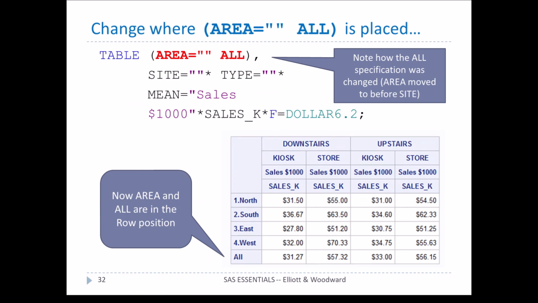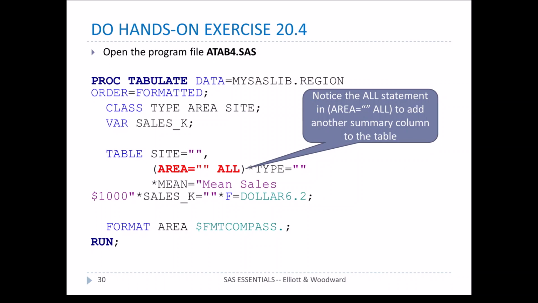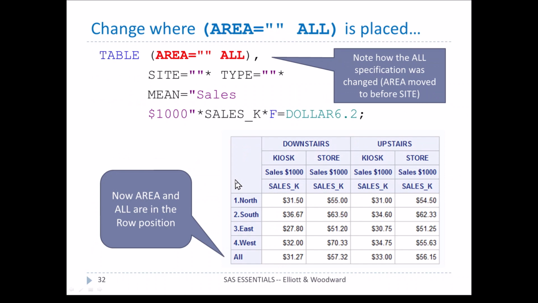And what that does is it moves the area over to the left column, and also notice the comma there between area and site. Again, I'm going to go back up a couple ones and see that we had TABLE SITE, comma, AREA. Now we have AREA, comma, SITE. And so now the area is over here to the left, and the ALL is now down here at the bottom rather than on the side.